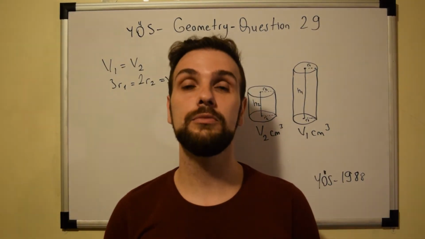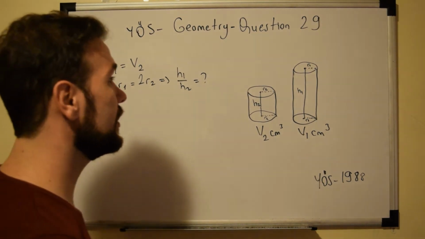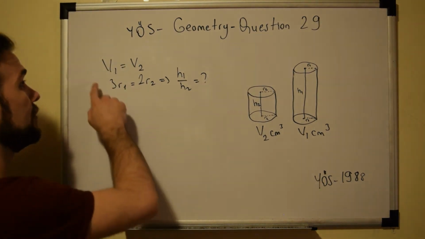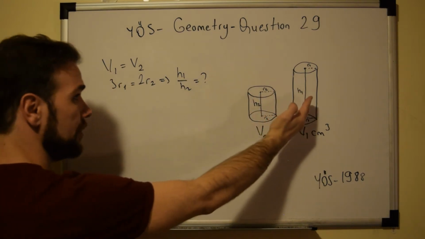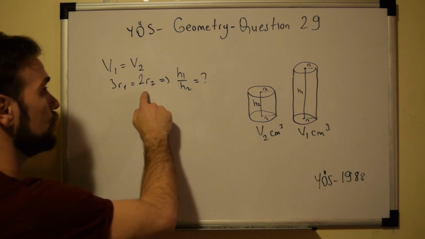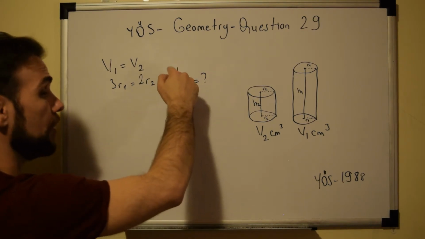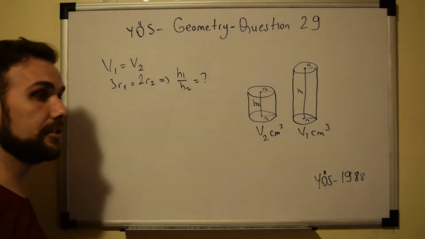Greetings everyone and welcome to question number 29. In this question, as you can see, we will be dealing with cylinders. What do we have? We have volume of cylinder 1 is equal to the volume of cylinder 2. So this volume is equal to this volume, and we have 3r1, which is equal to 2r2, and we are asked height of cylinder 1 over height of cylinder 2.